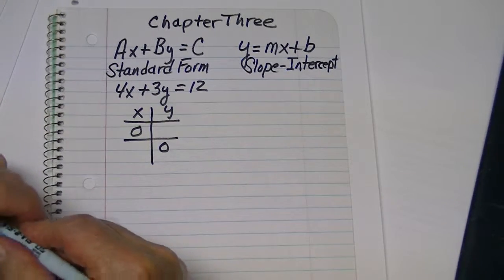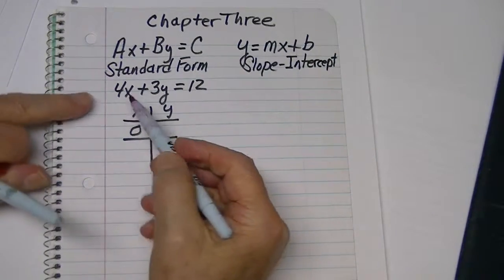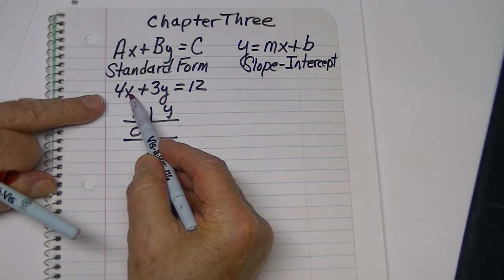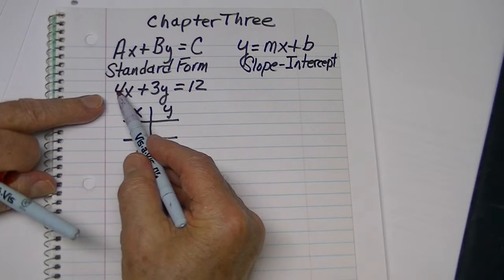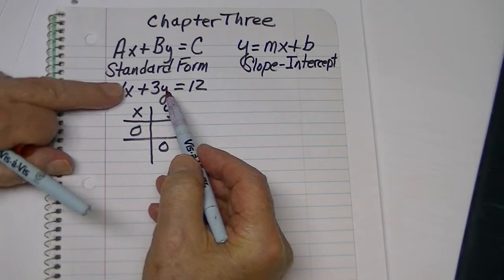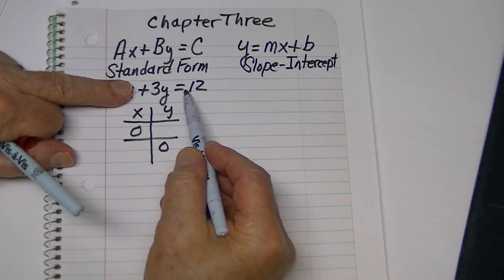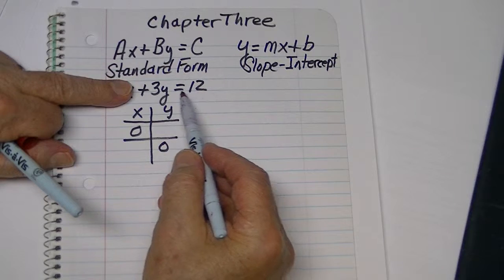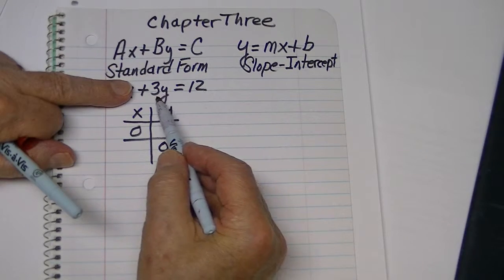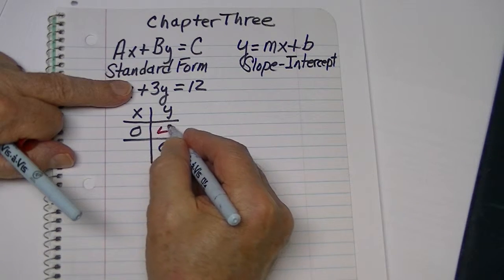Now, when it's in this form, what you do is you take the X, put it where the X is in the formula, so it's 4 times 0, X is 0, makes this a 0. So we then have 3y equals 12. And you're going to divide both sides by 3, and you get y then is going to be 4.